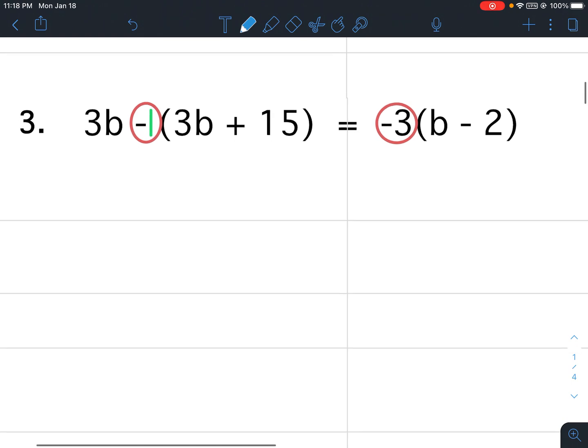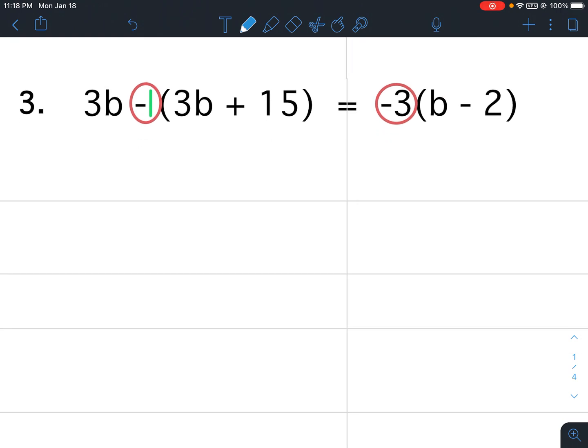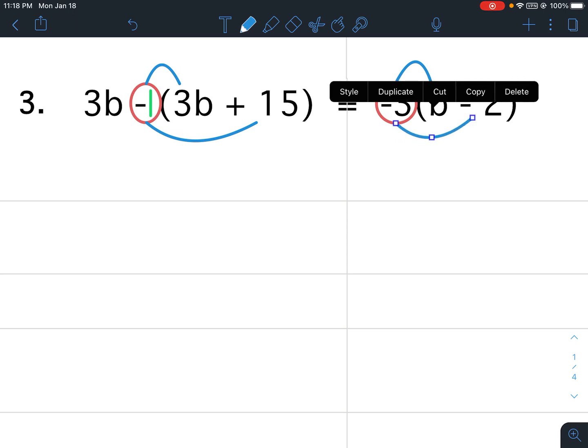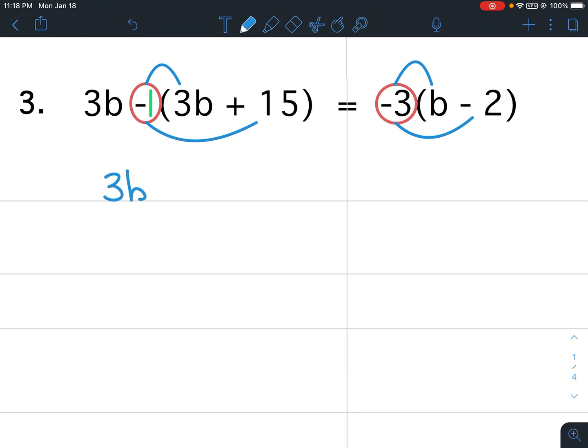This is a multi-step equation, and the first step is to do the distributive property. So I'm going to distribute -1 to both of the terms inside the parentheses. And then I'm going to distribute -3 to both terms inside the parentheses. Now, this 3b right here, we just bring it down. So this is going to be 3b.